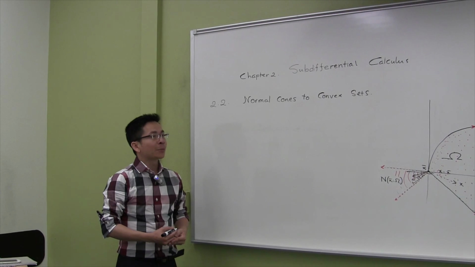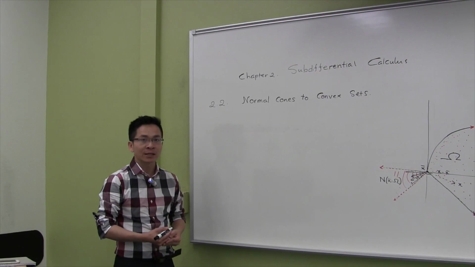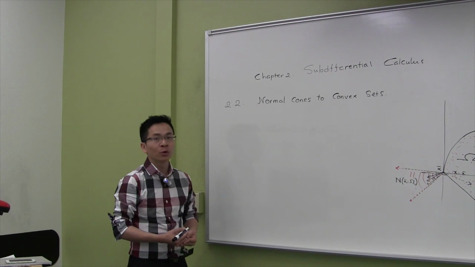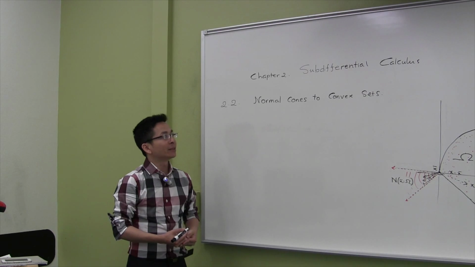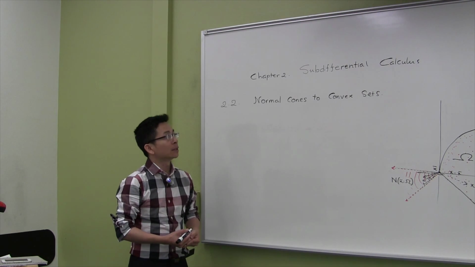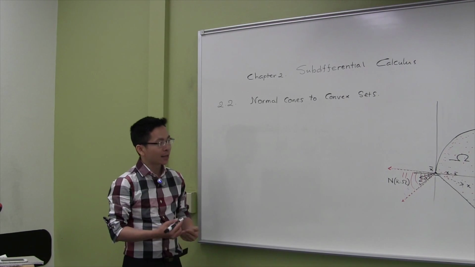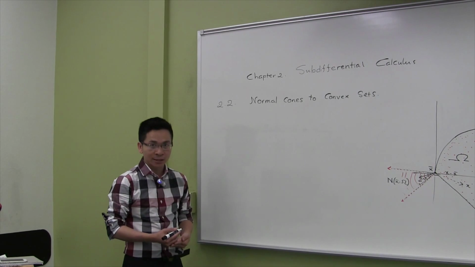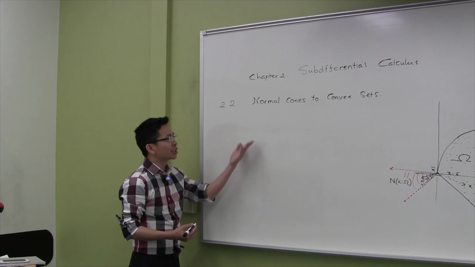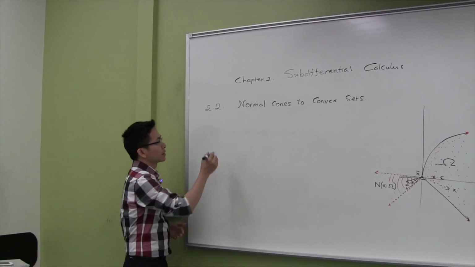In this section, I'm going to continue with a new geometric concept of convex analysis called the normal cone to convex sets. This concept is very important for developing subdifferential calculus in the next section, and is also the main subject of this chapter. So let me start with the definition of the normal cone to convex sets.